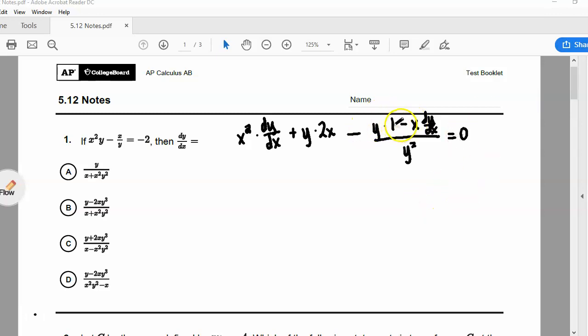This one's a little different than the ones we've done before because we got this fraction over here, which is a pain. What I would do is, since you got the minus here, I would just move this whole fraction over to the other side. So you've got x squared dy over dx plus 2xy will equal y minus x dy over dx over y squared.